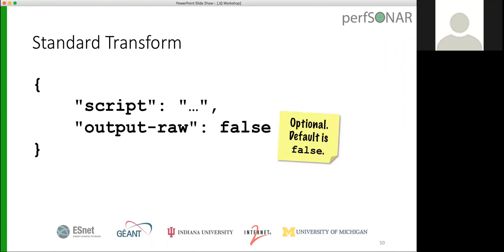As I mentioned very early on in the presentation, we have a standard format for the transform. It's a little blob of JSON that we call a transform, and it has two items in it. It has a script, which is a string that represents the script, and it has an optional pair called output-raw, which by default is false. If you turn that on, what's in the list at the end of the filter will be output line by line instead of as JSON.